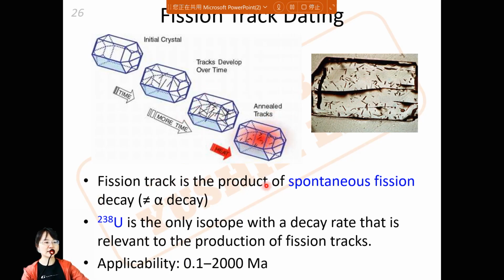So fission track is the product of spontaneous fission decay. It is not alpha decay. And uranium-238 is the only isotope with a decay rate here, meaning spontaneous fission decay, that is relevant to the production of fission tracks. By counting the number of tracks, you can obtain the age of this crystal. The applicability is 0.1 to 2,000 million years. I will not talk too much about the detail here. You only need to know that you can also do fission track with zircon.